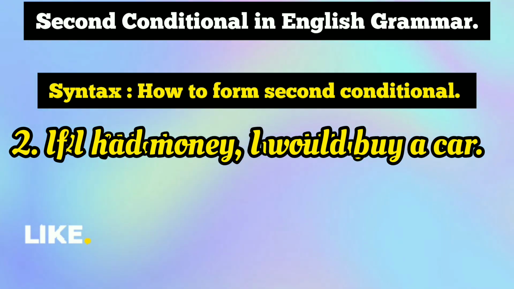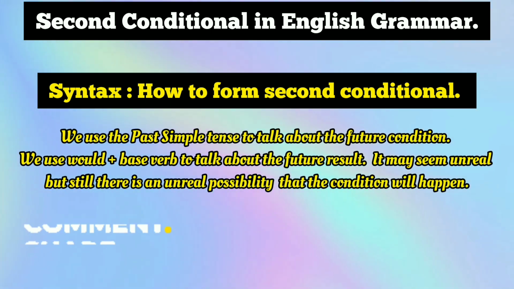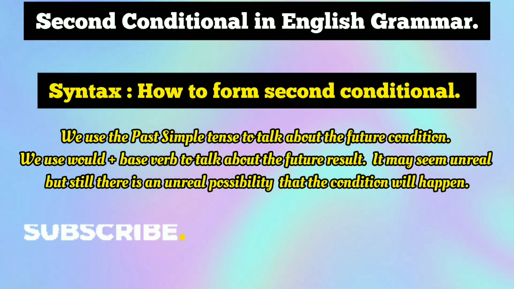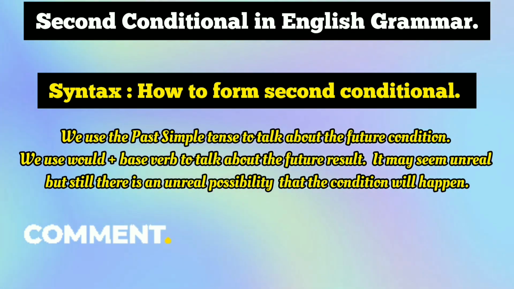Let me tell you, we use the past simple tense in the first part of the sentence to talk about the future condition, and we use would plus the infinitive or the base form of the verb to talk about the future result, which is quite unlikely. It may seem unreal, but still there is a possibility that the condition may happen. There is very little possibility that the condition will happen. So I'm quite sure you have understood how to form second conditional sentences.